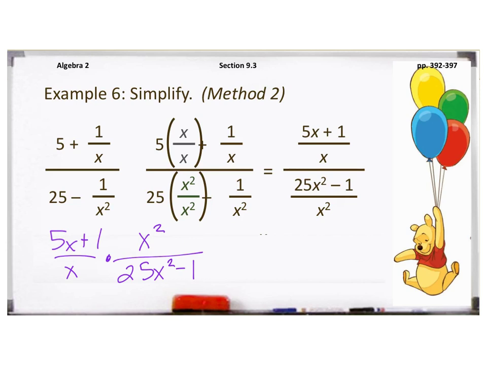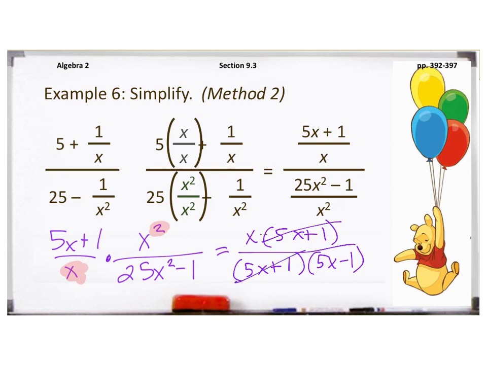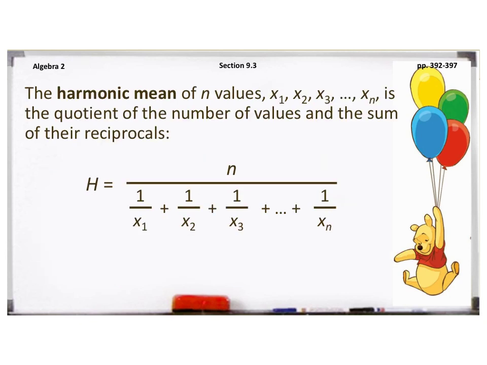Okay, now I can factor the denominator. First off, I can get rid of this x by getting rid of that exponent, and that's just going to have the 1x left on it. So now I have x times 5x plus 1 in my numerator. I factor my denominator into 5x plus 1, 5x minus 1. Cross out the common factor, and I have x over 5x minus 1, which is what I got the other method.